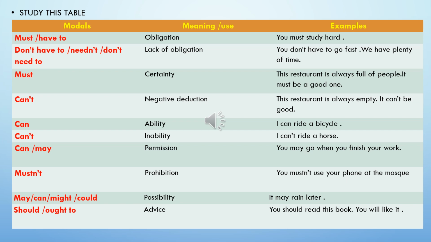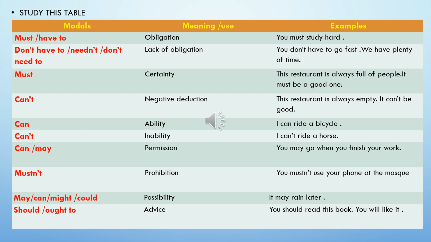The first one, we have must and have to. These modals, their meaning is obligation. So when you say something is necessary. Example, you must study hard, which means it's an obligation. It is necessary to study hard. Do you have a choice? No, you have no choice. Okay, it is an obligation.